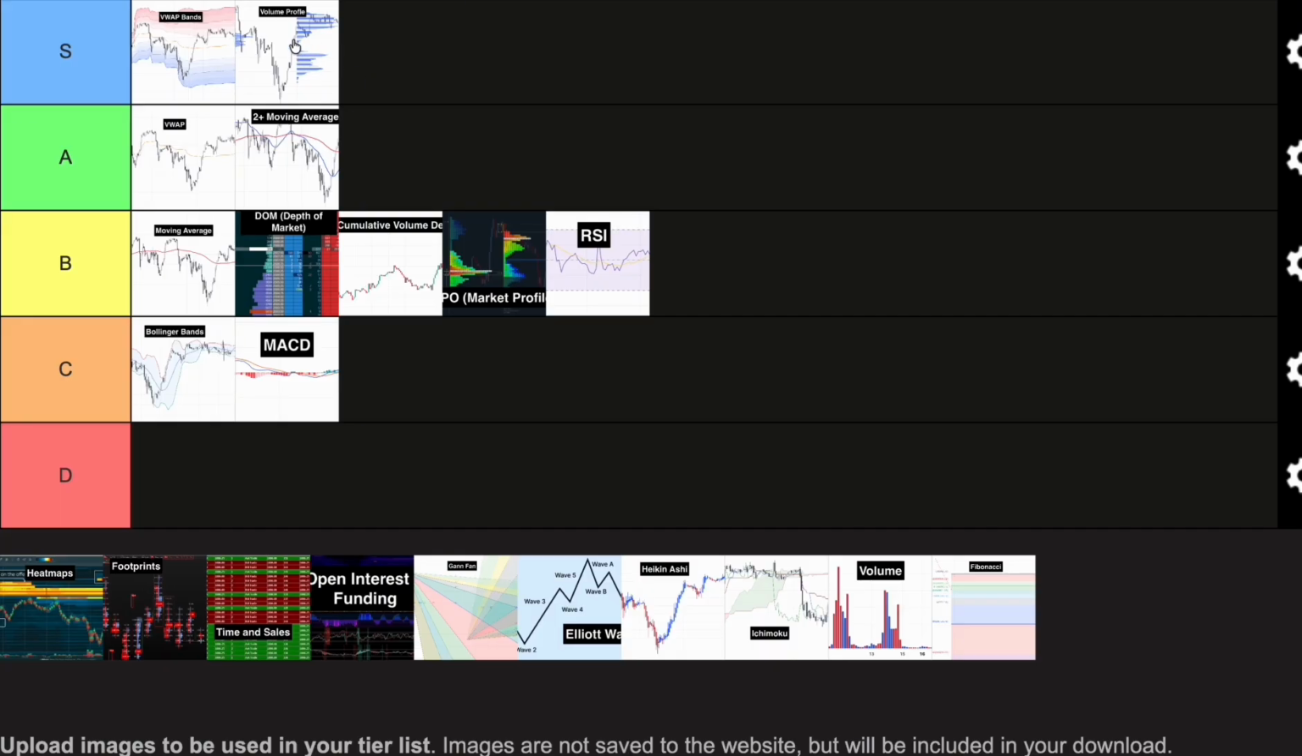It's a better TPO, and volume profile, you could use it for lower time frames, you could use it for higher time frames, and it's just so good at checking your support and resistance levels, identifying the gaps, the low volume nodes, and seeing the high volume nodes, the clusters.